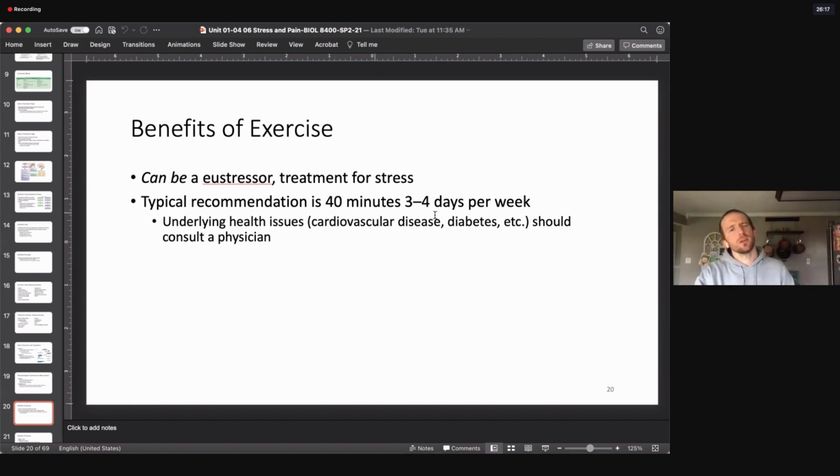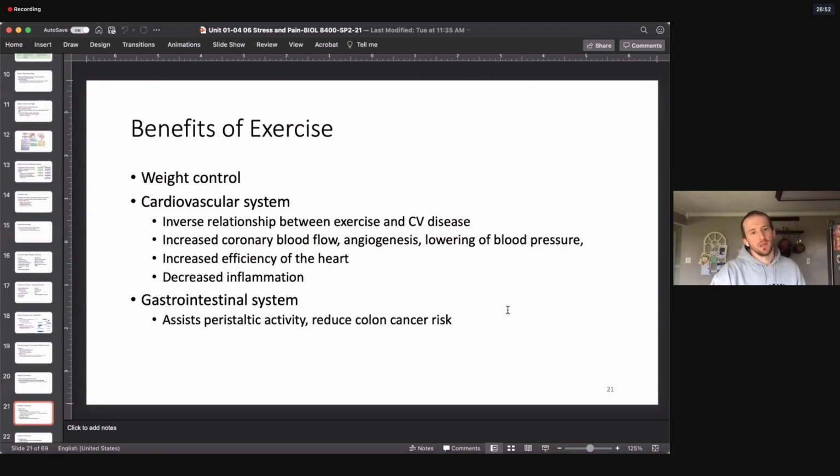Typical recommendation is 40 minutes, 3 to 4 times per week. This can be complicated if you have underlying health conditions, for example cardiovascular disease or other metabolic diseases, where you would want to consult a physician to see whether you are at a level where that type of exercise or any exercise at all is possible. There's lots of emphasis emerging on the idea of using exercise as a medicine, or exercise as a treatment. People like exercise physiologists consult with doctors and work their way into that.